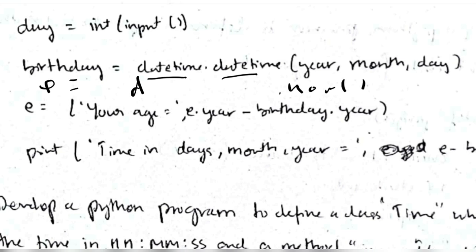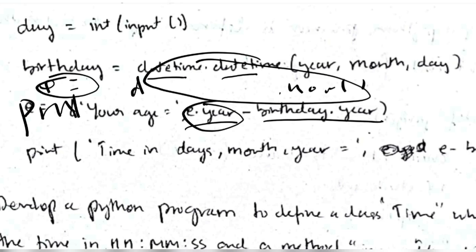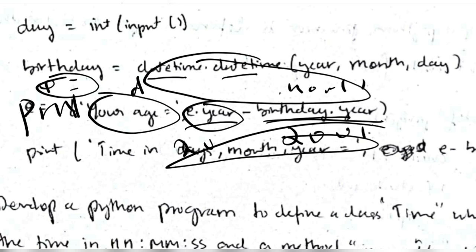Okay, this is the function. When you call this function, it will save the current year, month, day and time. That will be stored, you have to store it in E. After that you just have to print. Here it will actually print E.year minus birthday.year. E.year means 2022, birthday.year means 2001. So it will get subtracted and that answer will be printed.